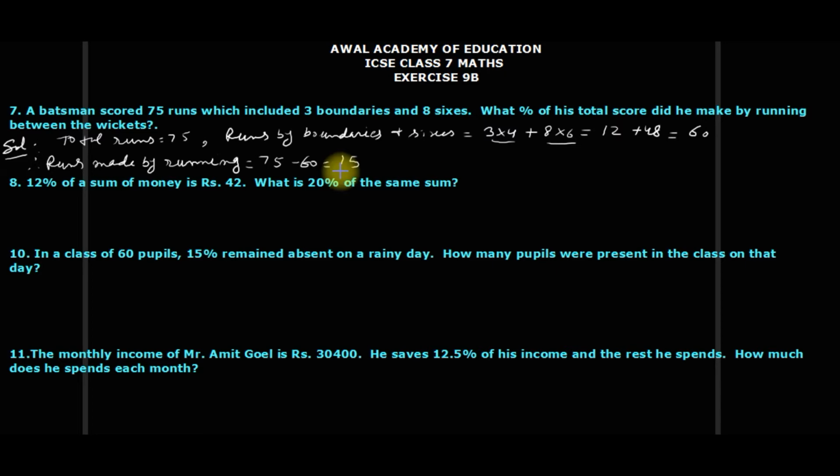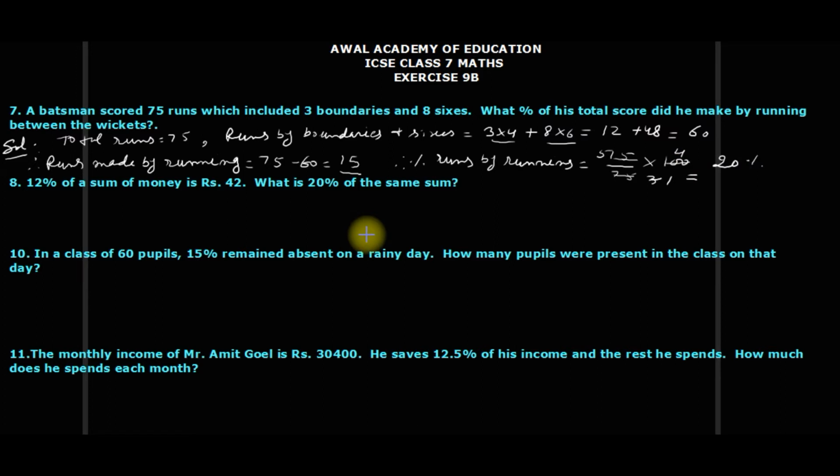Therefore, percent runs by running would become 15 runs upon total runs, which are 75. For percentage, we would multiply by 100. 3 fives are 15, so the answer would be 20%.